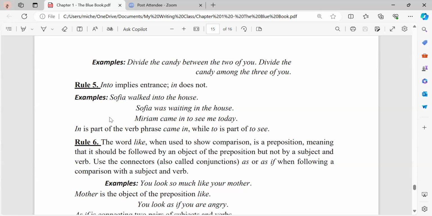Miriam came in to see me today. So in this third sentence right here, why does it have a space? Because it is a completely different word right there. It's not "into", it's just "in" and "to". So "in" is the first part of "came in". Miriam came in, and then the other one is "to see". So "to" is part of "to see". So it is not "into" right here. It is "came in" and "to see". This is why it's Miriam came in, space, to see me today.